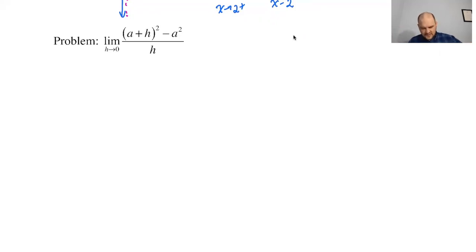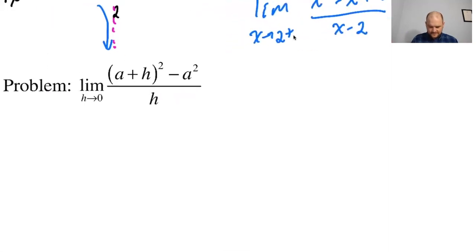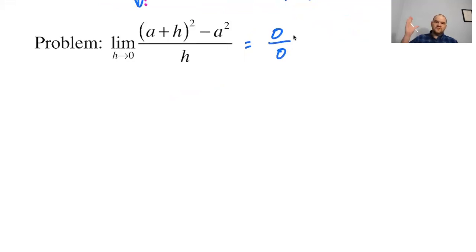All right, so limit as h approaches 0 of ((a plus h) squared minus a squared) all over h. Step 1, try to directly substitute and see what happens. But you can see that if h is equal to 0 in the numerator, you get a squared minus a squared, so you get 0. And if h is equal to 0, then the denominator is 0. So it's indeterminate, and we're allowed to do algebra.